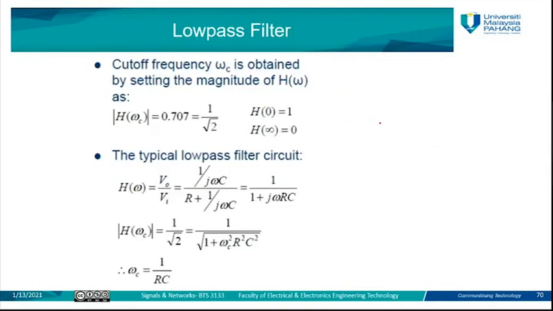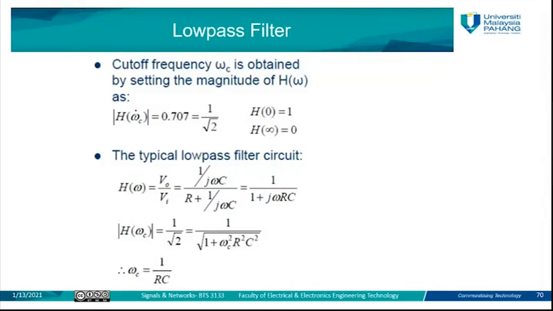As you can see here, this is how we can derive the value. So as you can see here, the magnitude of H of omega C for the half of power is equal to 0.707. This, as we mentioned before, is the standard value to decrease the power to its half, or to half of its value.